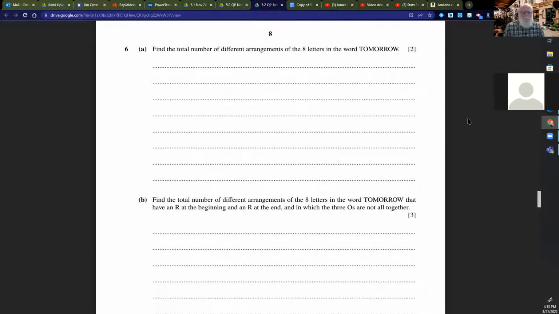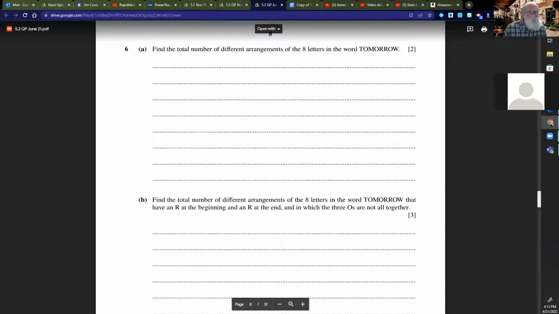All right, so let's take a look at this one then. Find the total number of ways to arrange the 8 letters in the word tomorrow. Tell me what to do. I did 8 factorial divided by 3 factorial times 2 factorial. Why did you divide by 2 factorial and 3 factorial? Because those are duplicates. 8 letters altogether. That's good, right? All right.